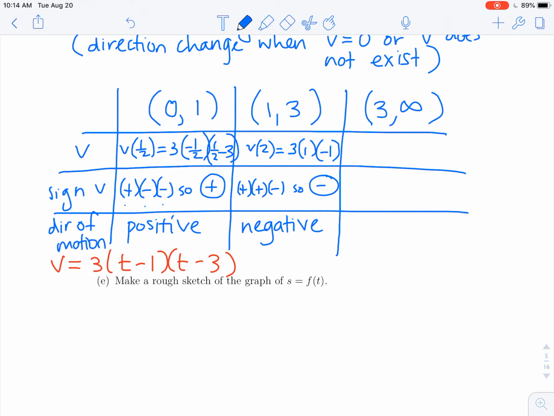And now from 3 to infinity, I would probably do like V of 4. I would definitely pick a whole number. So V of 4 is going to be 3 times 4 minus 1, which is 3, times 4 minus 3, which is 1, so I get 9. Since I can tell it's 9, I don't have to count negatives or anything. So I get positive, and the particle is moving in the positive direction again. Often your particle will change direction at those stationary values for t, but not always. And so we could have gotten positive, positive, positive on this one. We just got positive, negative, positive.